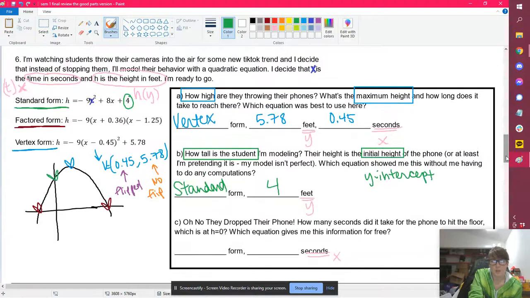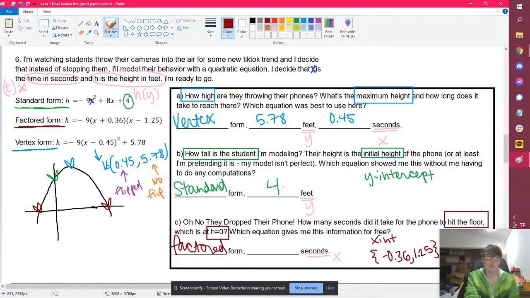And then if we ever talk about something hitting the floor, like if we're talking about something at sea level or hitting the floor or at the ground, right? Hitting the floor or whenever the height is 0, this is asking for the x-intercepts. The x-intercepts are from factored form. There are 2 of them, and we are going to have to pick the correct one.